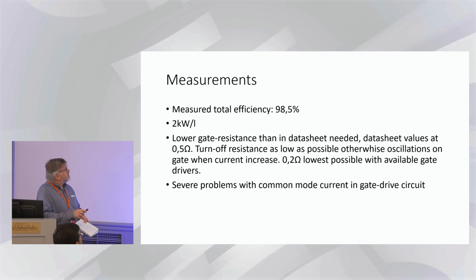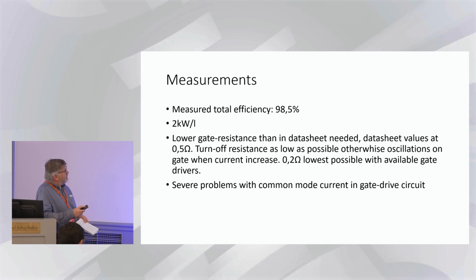Some measurements. We measured a total efficiency of 98% to 98.5%, and that's way higher than our target of 97%. So we are really satisfied with the efficiency we come up to. We have a power density of about 2 kilowatt per liter for this whole inverter, with transformer and everything.